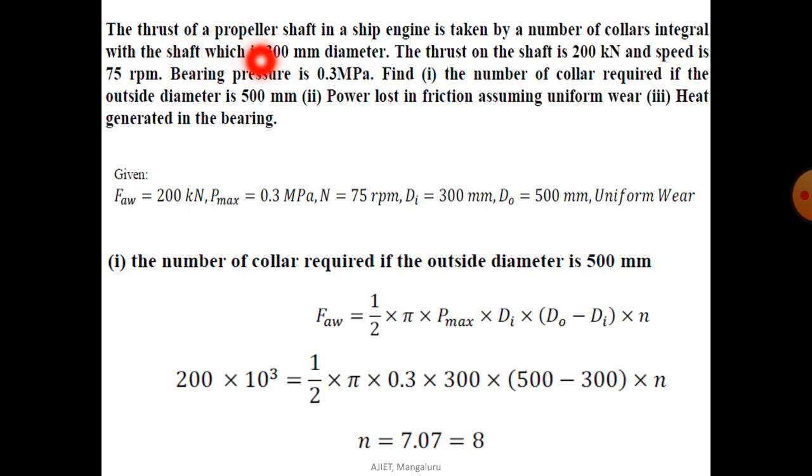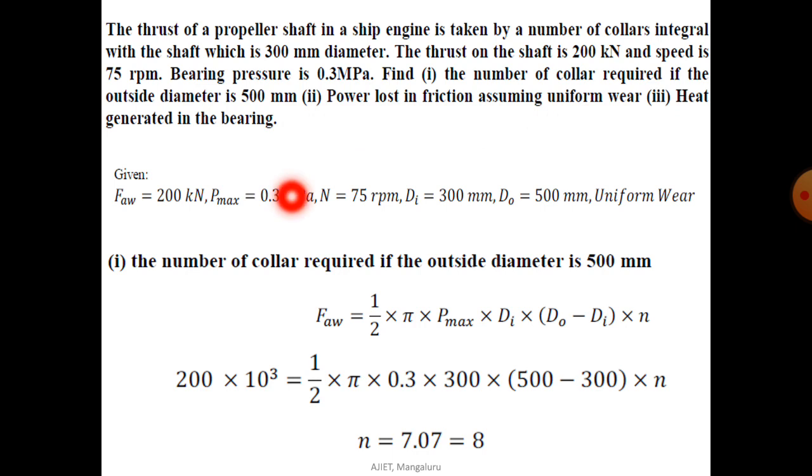The thrust of a propeller shaft in a ship engine is taken by a number of collars integral with the shaft, which is 300 millimeter diameter. The thrust of the shaft is 200 kilonewton and speed is 75 rpm. Bearing pressure is 0.3 megapascal. Find number of collars required if the outside diameter is 500 millimeter. Second, power lost in friction assuming uniform wear. Third, heat generated in the bearing.